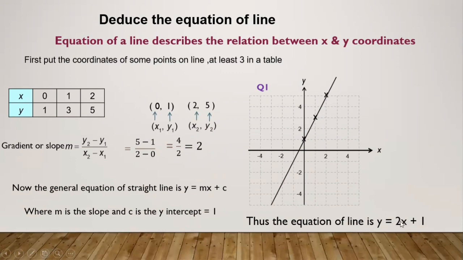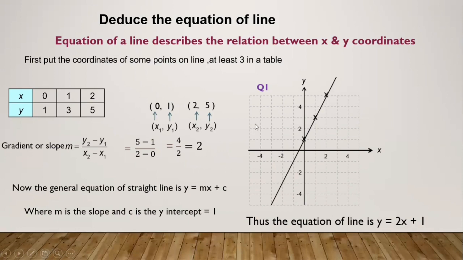Now this equation satisfies each and every point here, children. If I put x is equal to 0, 2 into 0 is 0, plus 1, 1. If I put x is equal to 1, 1 into 2 is 2 and 2 plus 1 is 3. If I put x is equal to 2, 2 into 2 is 4 and 4 plus 1 is 5. This is how equation of a line describes the relation between x and y coordinates. So this is the relation between x and y coordinates of this line.